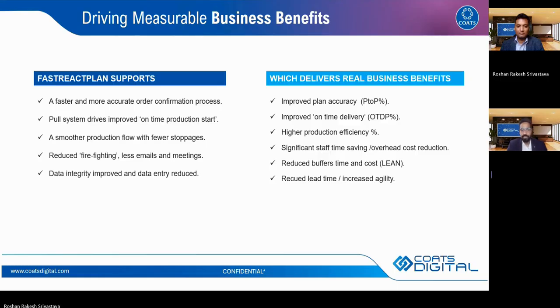So you can get a faster and more accurate order confirmation process. You can get a pull system that drives improved on-time production start. You can get a smoother production flow with fewer stoppages. You can reduce firefighting, with fewer emails and meetings. You can have a good amount of data integrity because the data is shared, not re-entered. It will give you improved plan accuracy and improved on-time delivery. As I said earlier, it can give you higher production efficiency and significant staff time saving.